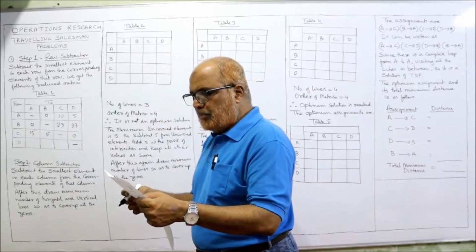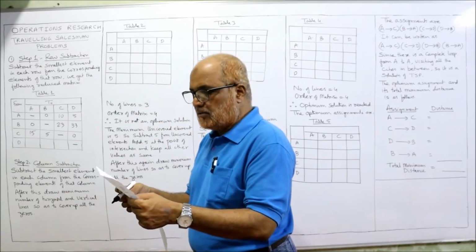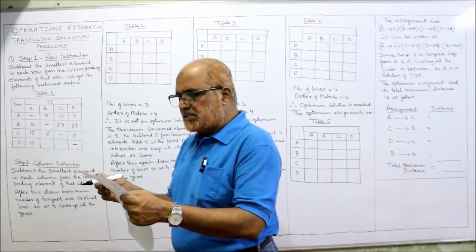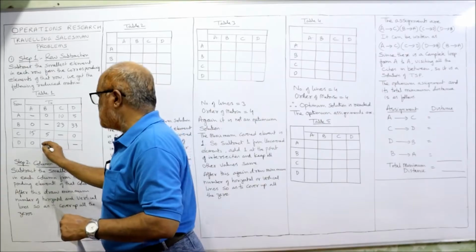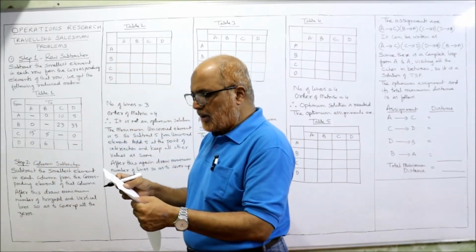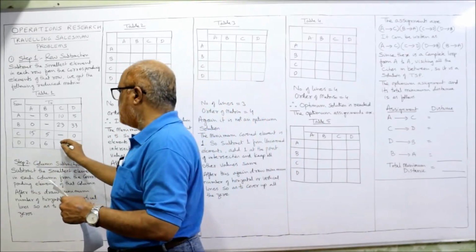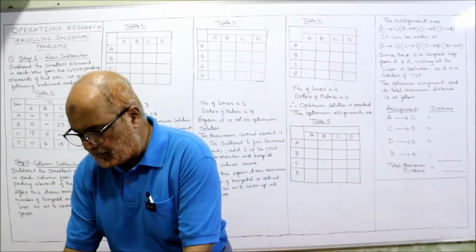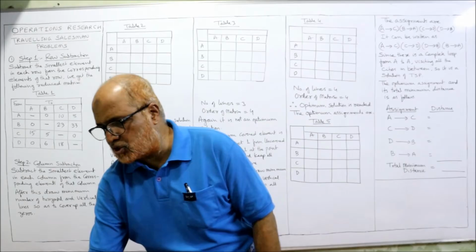Last row, the minimum is 20. So 20 minus 20, 0. Here 26 minus 20, 6. 38 minus 20 is 18. That's all. So the first step is completed, that is row subtraction.